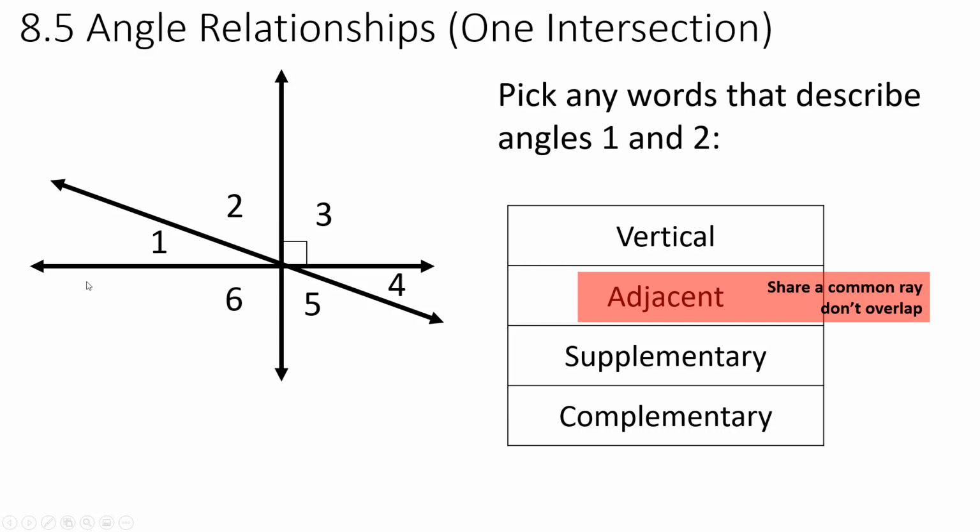But also, they're next to each other and they add up to 90 degrees, because if this one's 90 degrees, this is also going to be 90. And that's called complementary. So they're adjacent and complementary. This time we had 2 words that properly describe them. That's not always the case. Sometimes it might just be 1.